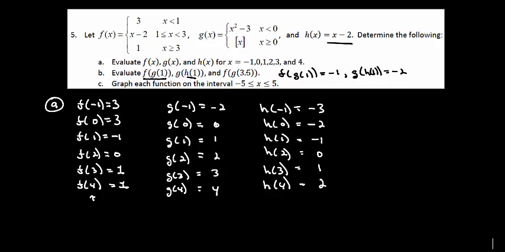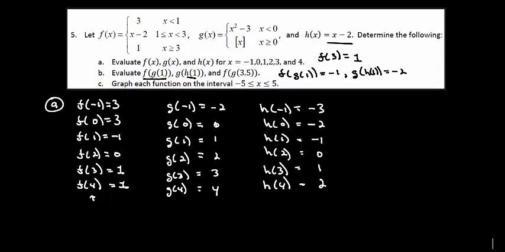This says round left, so this goes to 3. So g of 3.5 is 3. So what we need is, what is f at 3? And f at 3 is 1. Now we need to graph each of the functions.